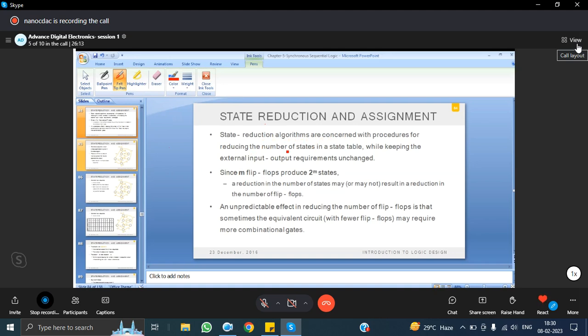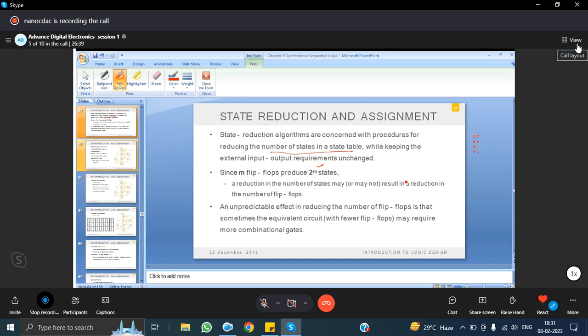State reduction algorithms are concerned with procedures for reducing the number of states in the state table. You can reduce the number of states while keeping the external input and output requirements unchanged. M flip-flops will produce 2 power M states. So a reduction in the number of states results in a reduction in the number of flip-flops.